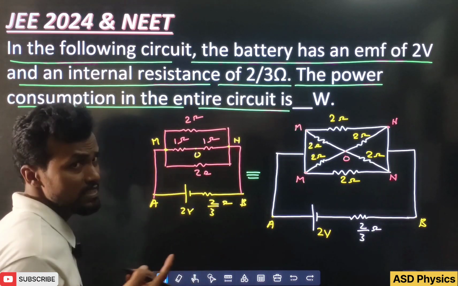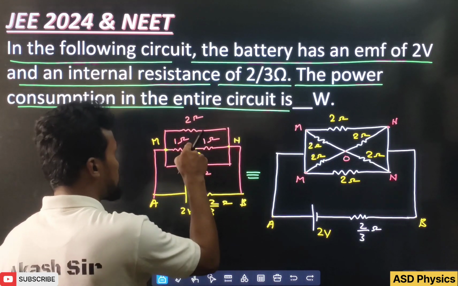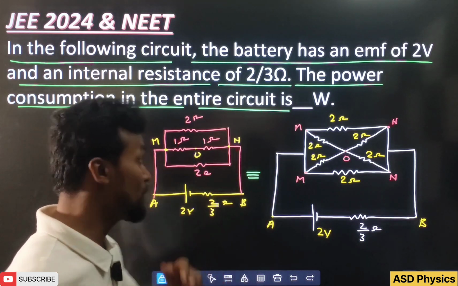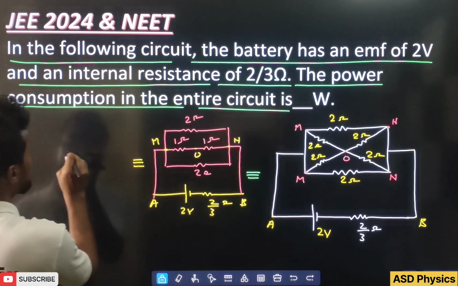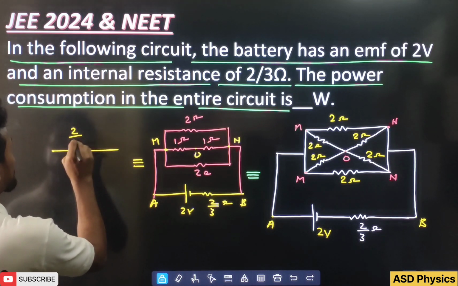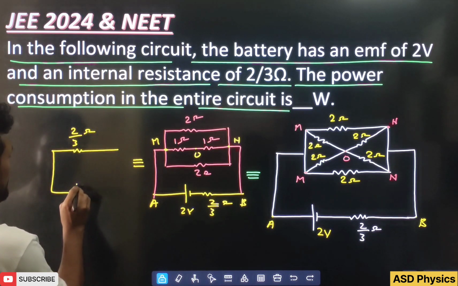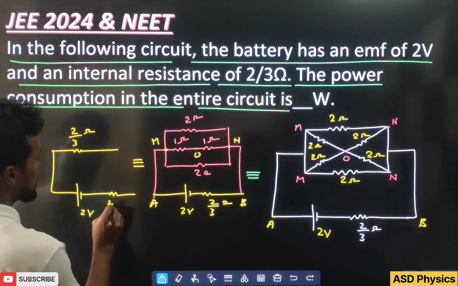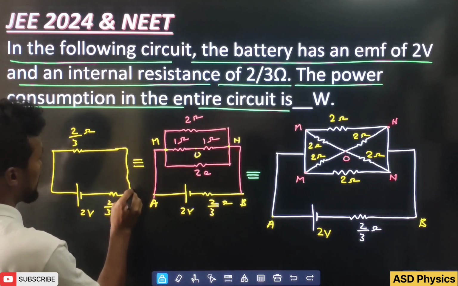Now you can see very well, this 1 ohm in series with 1 ohm, then 2 ohm, 2 ohm, 2 ohm in parallel. So 2 ohm, 2 ohm, 2 ohm in parallel, how much will come here? It will come to 2 by 3 ohm. Okay, and here you can see very well, this is 2 volt, and here the resistance connected is 2 by 3 ohm, like this.